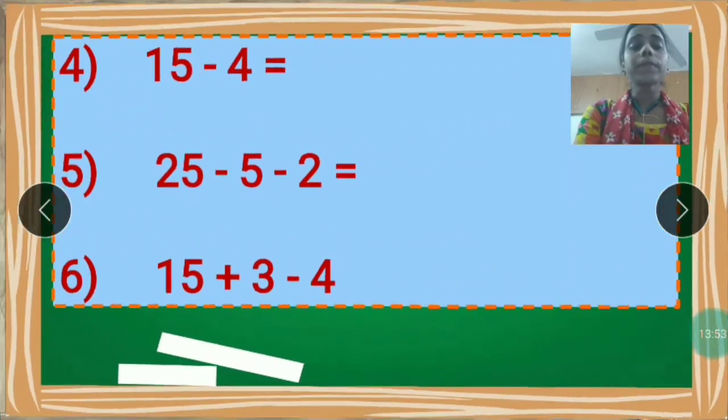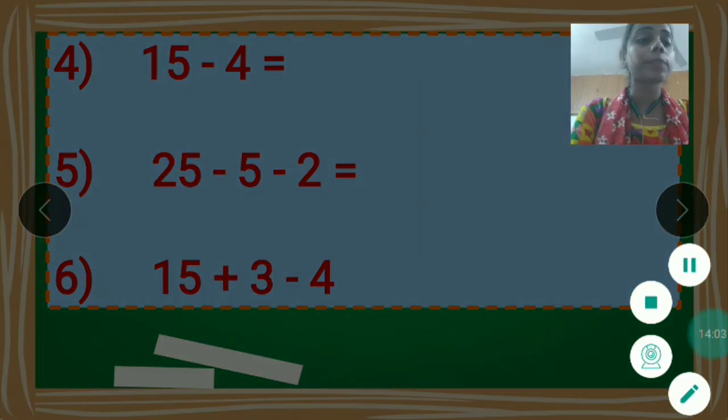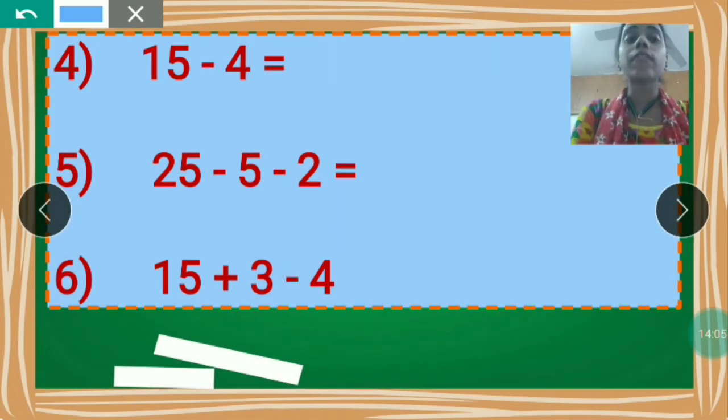See here. Here, students, we have to do the subtraction. So, 15 minus 4. How much will be there? Subtract 4 from the 15. How much will you get? We will get 11. So, how will we write 11? 10 plus 1. So, X and I, students.